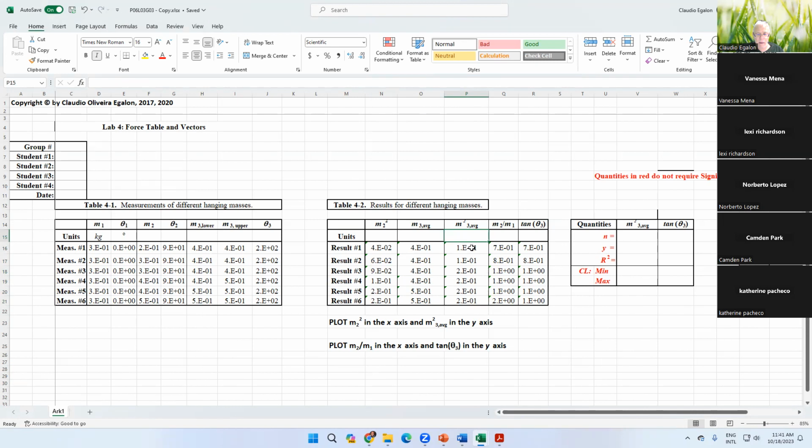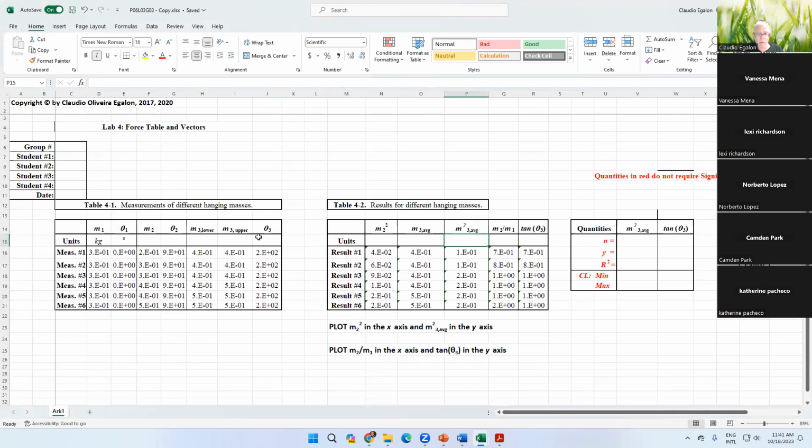That one is kilogram. No, it's not kilograms. Notice that the mass is squared, right? Without the square it is kilogram, but with the square it has to be something else. Kilogram square? Yeah. And what about here? That one as well, I think. Kilogram square. The unit of the slope is kilogram square divided by kilogram square.